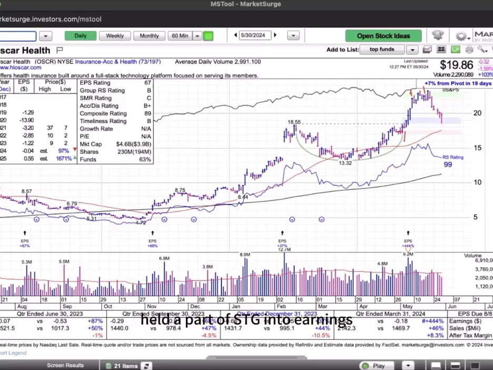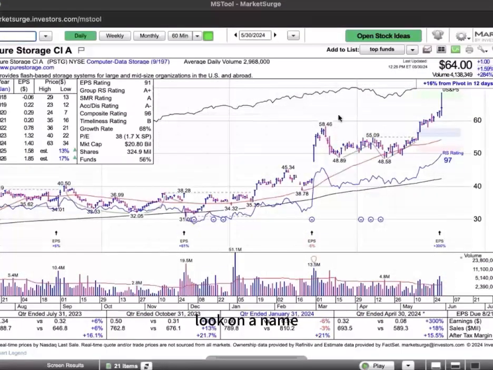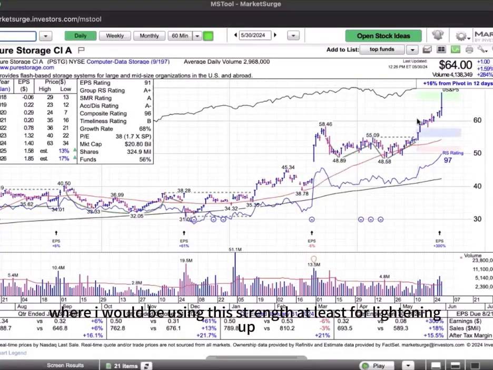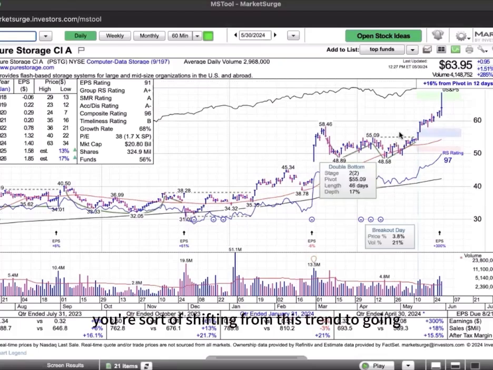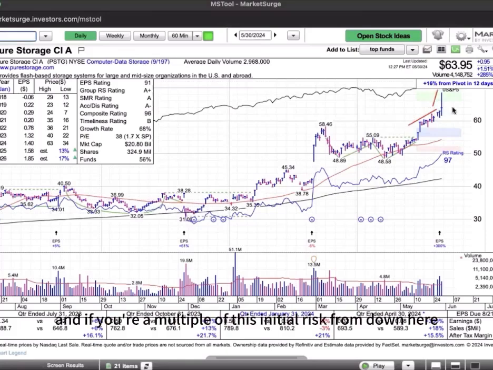Michael's saying he held a part of STG into earnings. What's the best strategy for selling after a positive earnings reaction? Sell right into the open, wait until the end of the day? Should we look for a specific signal? Well, Michael, if I knew that with 100% probability, look, on a name that's this extended, this is where I would be using this strength at least for lightening up, or maybe even if I know I want out of the trade. Because you're shifting from this trend to going kind of vertical here. And if you're at a multiple of this initial risk from down here, I'm looking to use this at least to nail down some, or then set a backstop.